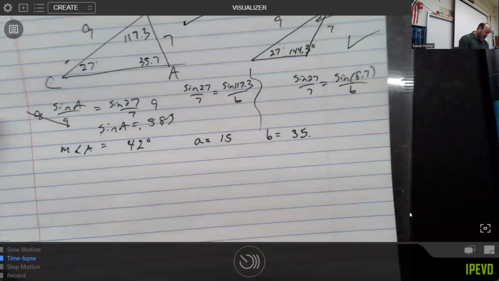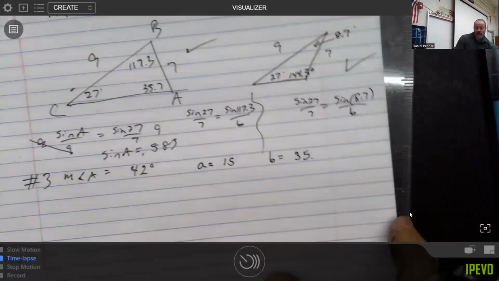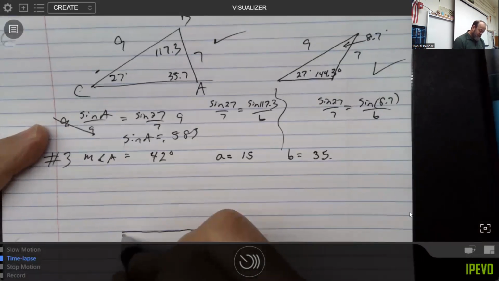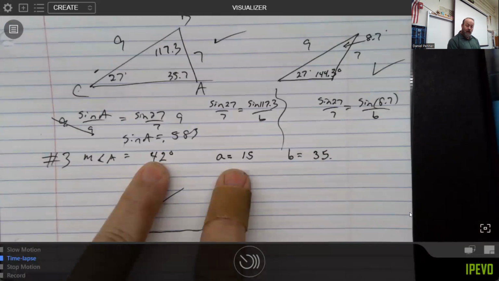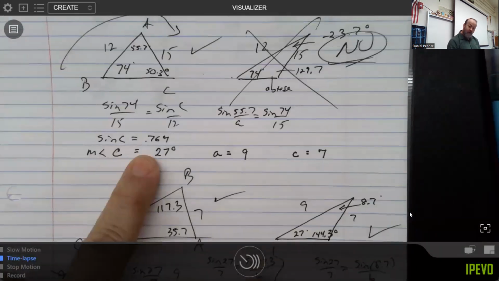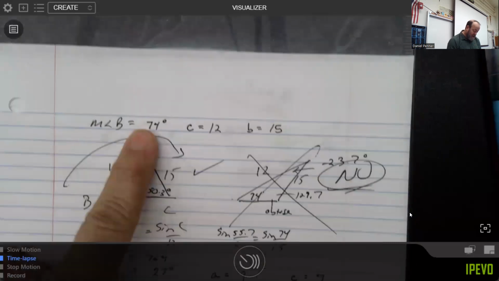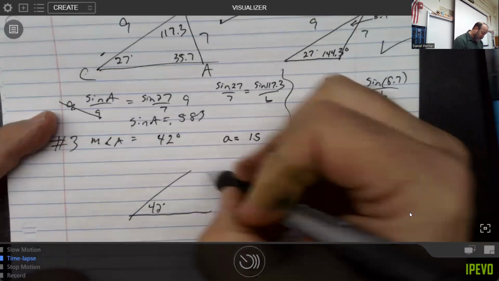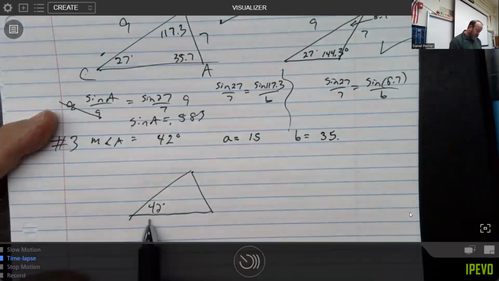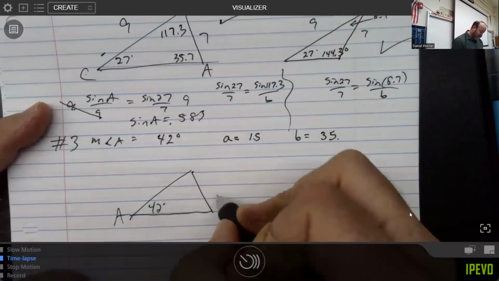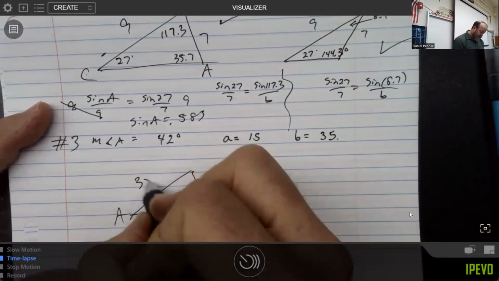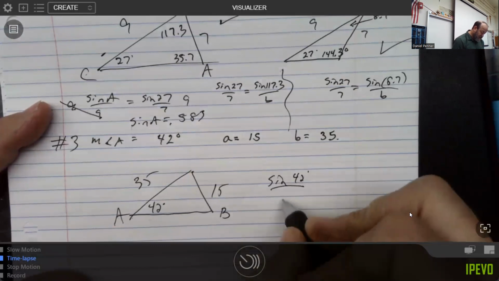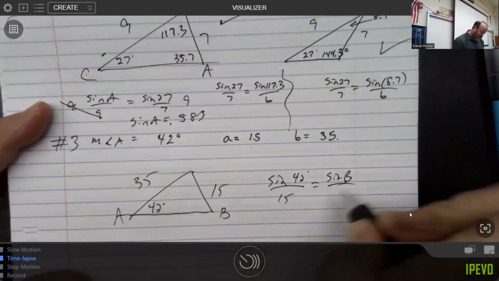And then my final example, number 3, is actually kind of my favorite, and it probably will be yours as well. I gave you, again, the same idea that I've got an angle and a side across from it. I did that every single time. This is 42 degrees. The side across from it is going to be, let's see, if this is A, that makes this 15. If I make this one 35 and I made this one B, then I could say the sine of 42 over 15 equals the sine of B over 35.